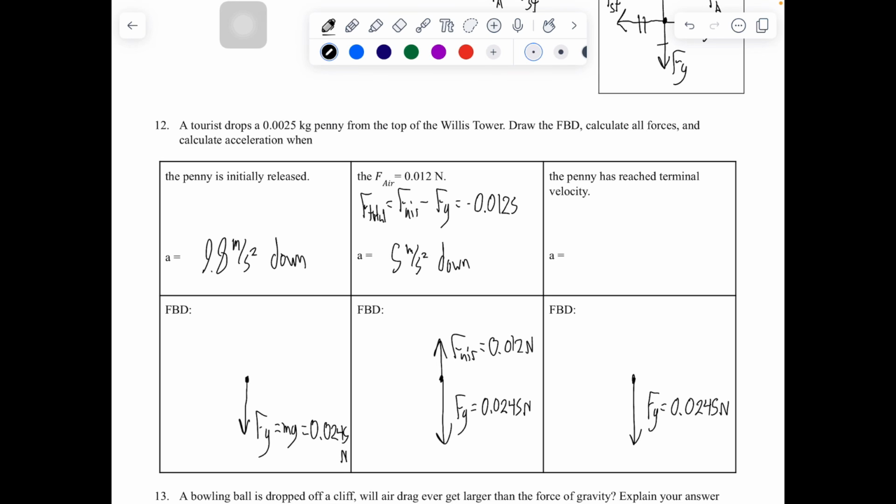Penny has reached terminal velocity. Well, terminal velocity, that's a key word. That means the air resistance is equal to the force of gravity. There is no total force. The total force is 0 newtons. The acceleration is 0. Our forces are balanced. Fg equals F air. So that air resistance must also be 0.0245 newtons.